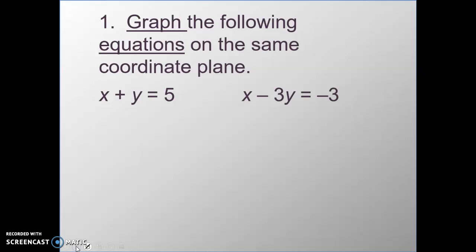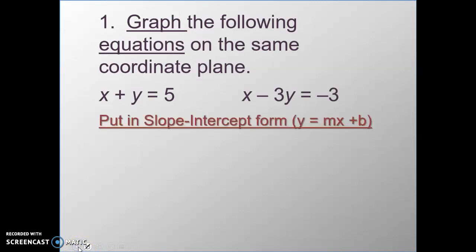So when you're solving systems of equations, you're being given 2 different equations, and basically we want to know what answers will satisfy or make both equations true. What points or what numbers will work with both equations. That's what we're trying to do. And we can do that by graphing. So first we're going to graph the following equations on the same coordinate plane.